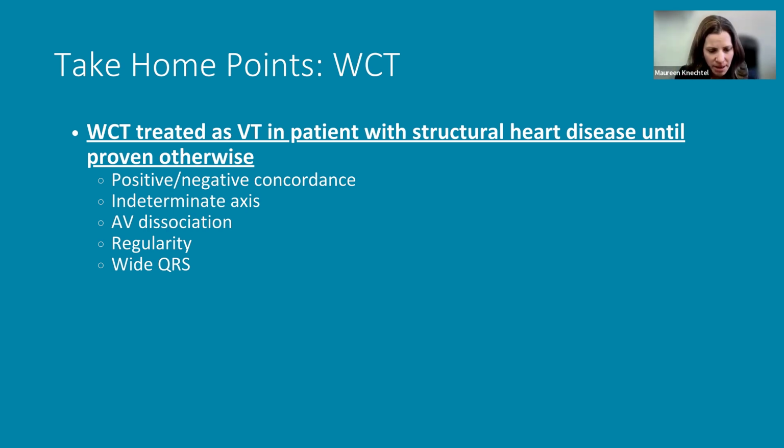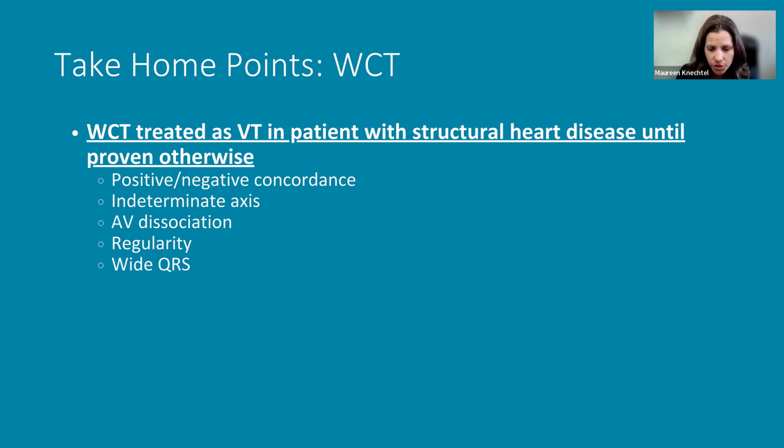AV dissociation, as I mentioned, the QRSs are generally regular. That's important because if you have AFib, a flutter with an underlying bundle branch block, you can have a widening of the QRS. But with AFib, of course, it's going to be irregular, not regular. And then a wide QRS. The farther away from the normal conduction pathway a VT focus is, the wider the QRS is going to be.